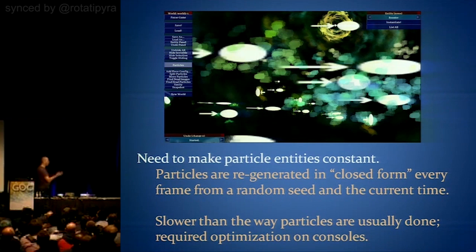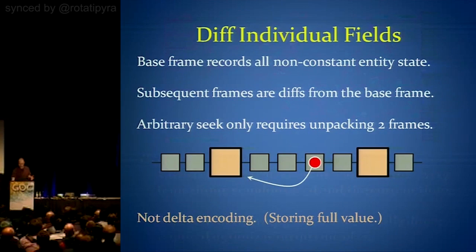Now, when you do this, it's slower than the way particles usually happen, because usually we're tracing particles through space and just modifying each property a little bit. In this case, you have to regenerate a bunch of random numbers for every particle, every frame. And that's slower. And the caveat to this is that I actually had to optimize the particle inner loop relatively heavily compared to the rest of the game in order to get it to run well on consoles. The current consoles. There's no problem on PCs because of out-of-order processing.